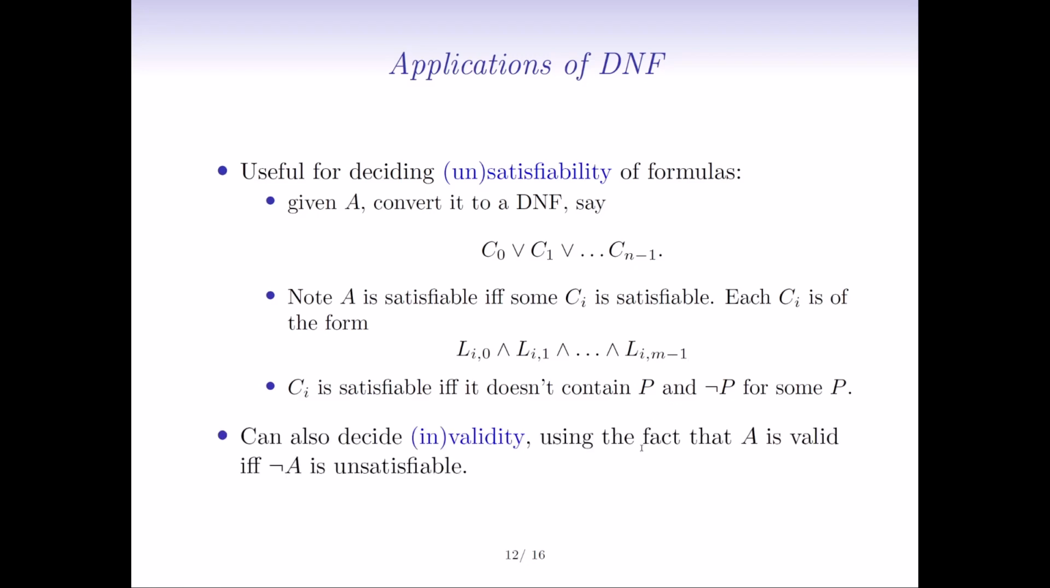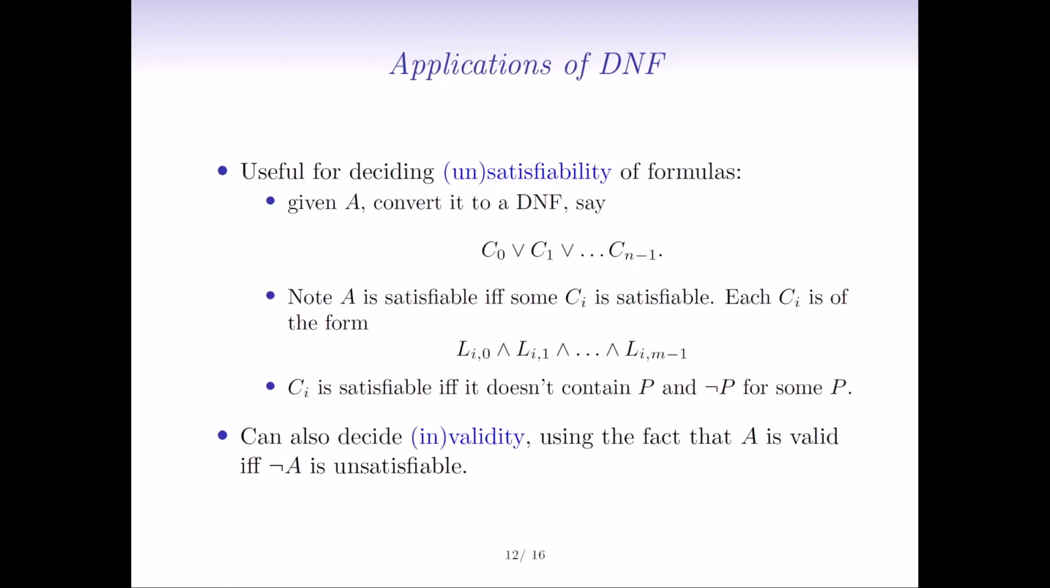So, in other words, in order to decide whether a DNF formula is satisfiable, we just have to take all the conjunctive clauses and see whether we can satisfy at least one of them, which is just a case of checking that it doesn't contain any complementary or negated pairs of proposition letters.